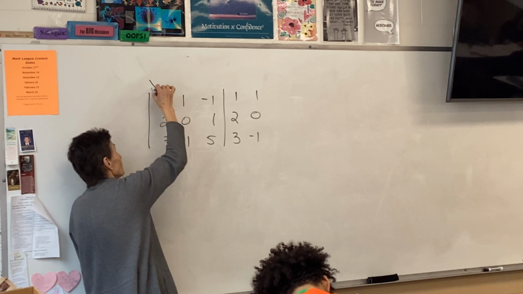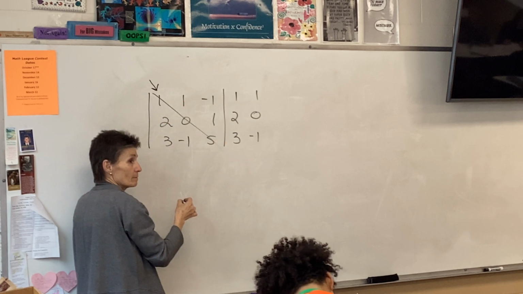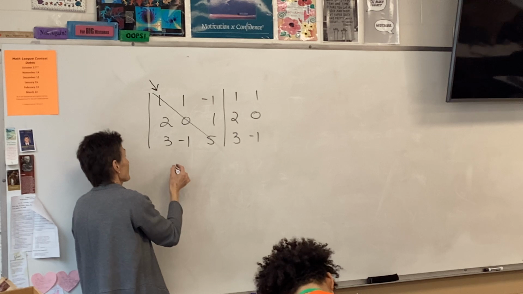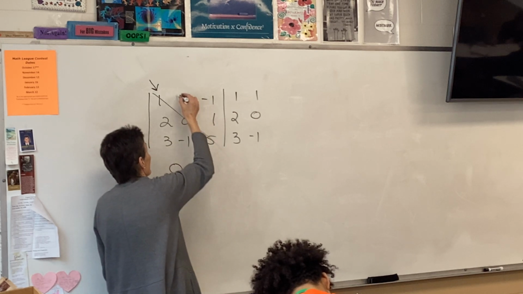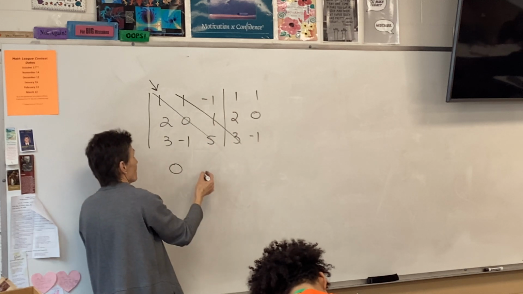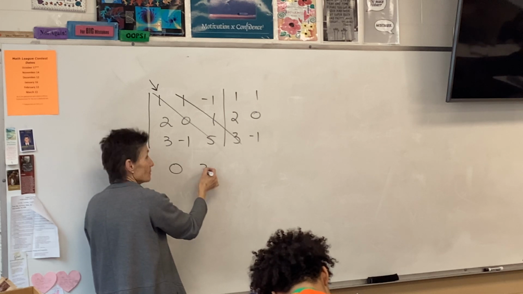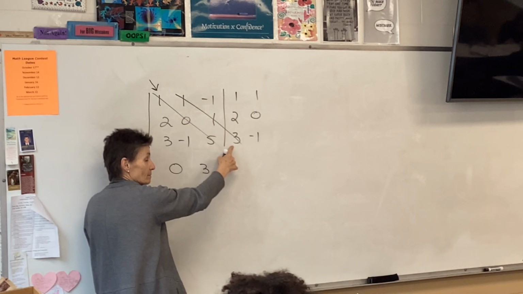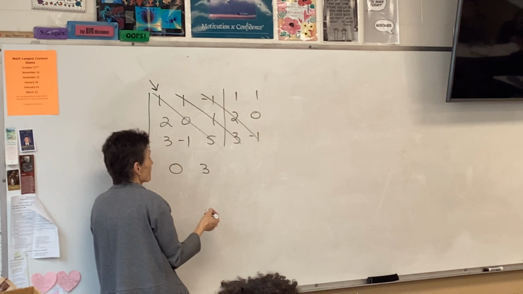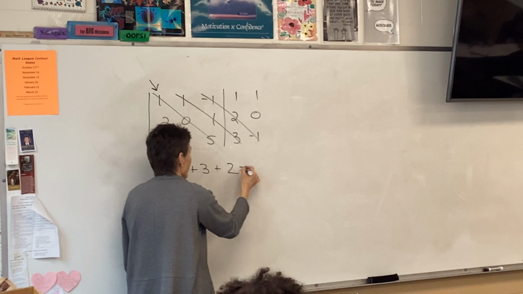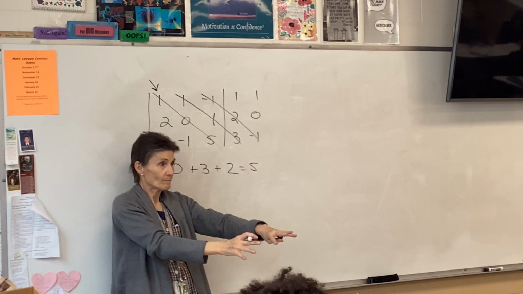I start right here, always start right there, and multiply. What do I get? 0. Remember, times 0 is 0 every time. I multiply here. 3. 1 times 1 times 3. And then multiply here. 2. Now total it all up. That's the grand total of this diagonal.